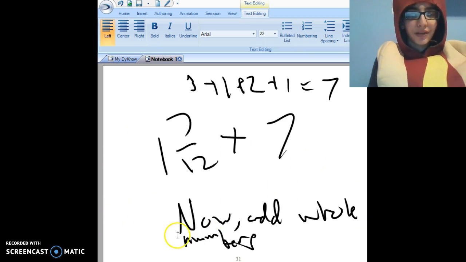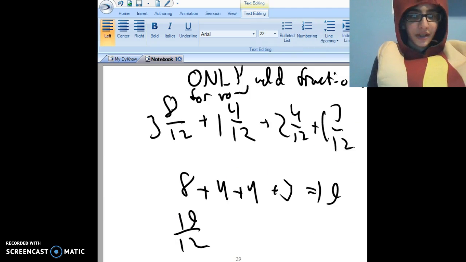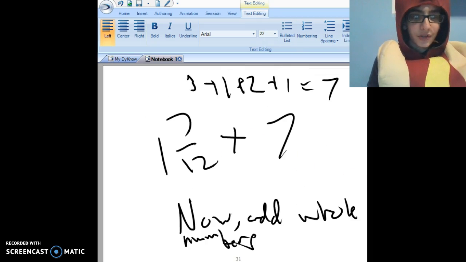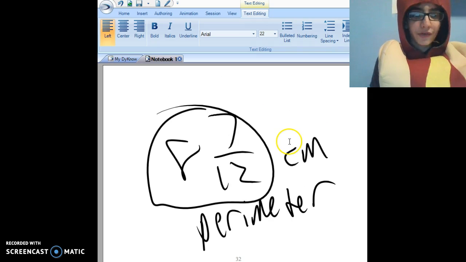So then we do that plus 7, which is the sum of the whole numbers. So 3 plus 1 equals 4. 4 plus 2 equals 6. And 6 plus 1 equals 7. So that's 7 plus 1 and 7 over 12. Equals 8 and 7 over 12 centimeters. That means that each meat shape is 8 7 over 12 centimeters in perimeter. I hope I solved your problem.